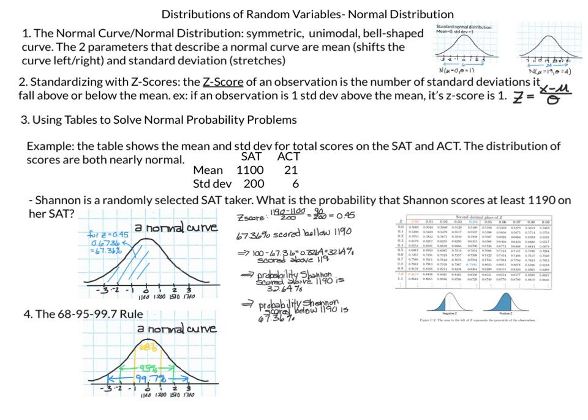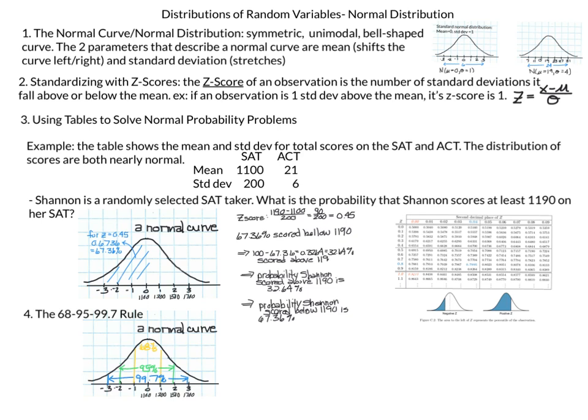So the z-score of an observation or a number is the number of standard deviations it falls above or below the mean. For example, if an observation is 1 standard deviation above the mean, its z-score is 1. And we can calculate the z-score by putting the observation x, that number here, minus the mean, divided by the standard deviation. Once we have the z-score, we can use tables to solve normal probability problems, like this example here.